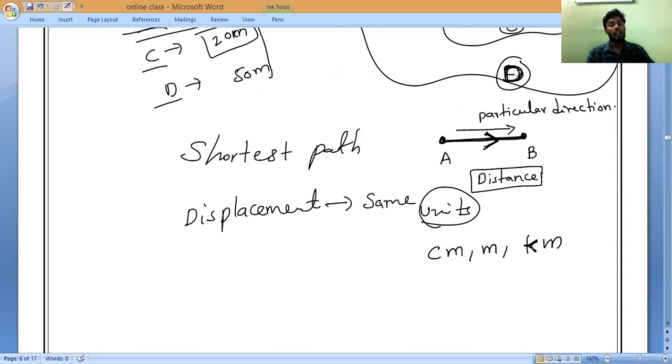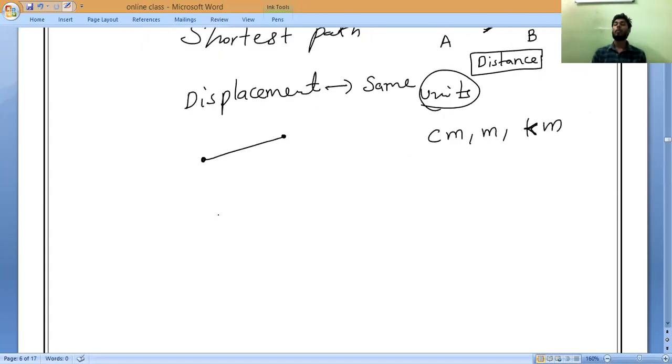The shortest distance between any two points is called displacement, and the total length of the path is called distance. Clear? So you can take it.